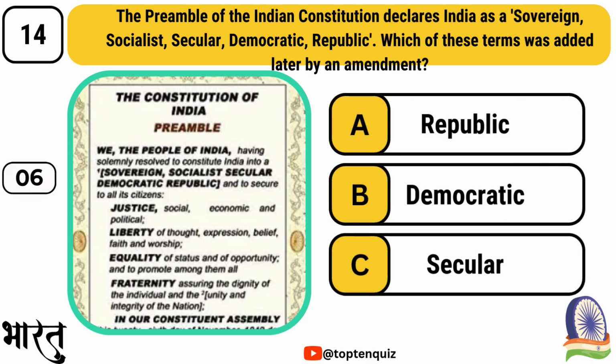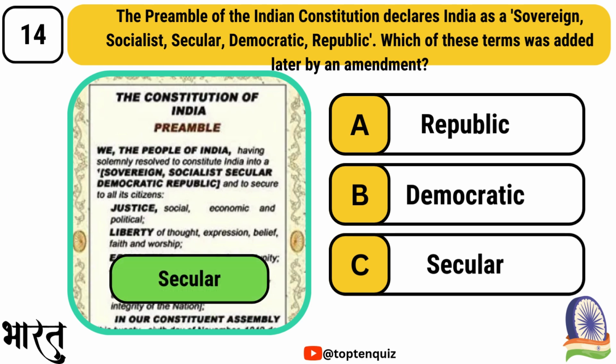The preamble of the Indian Constitution declares India as sovereign, socialist, secular, democratic republic. Which of these terms was added later by amendment? Republic, democratic, secular. The answer is secular.